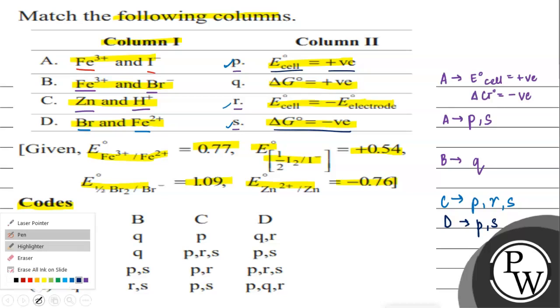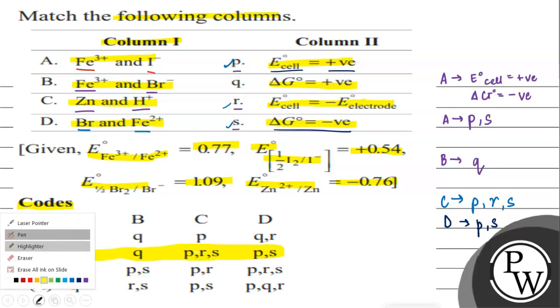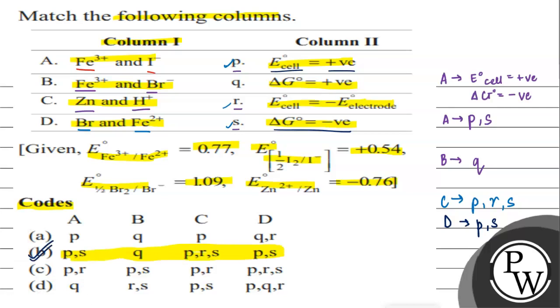तो अगर हम options में देखें तो option number B will be the correct answer to the question. Option B is the correct code. So I hope you understood the question well. Best of luck.